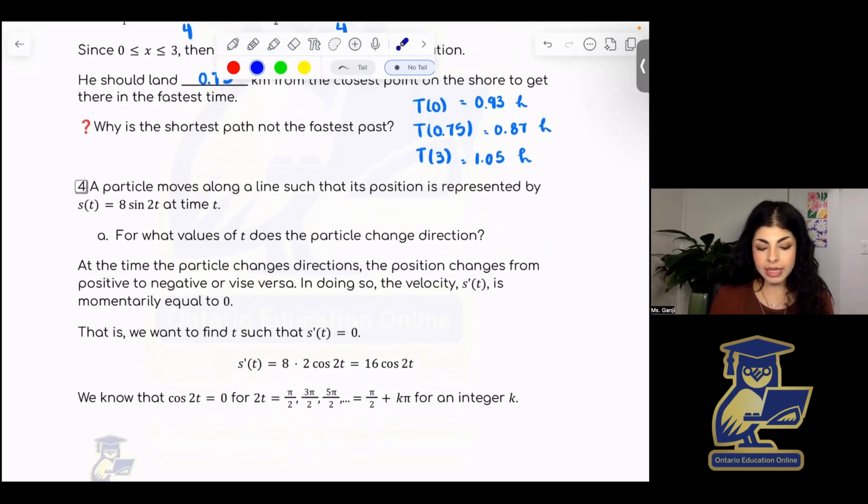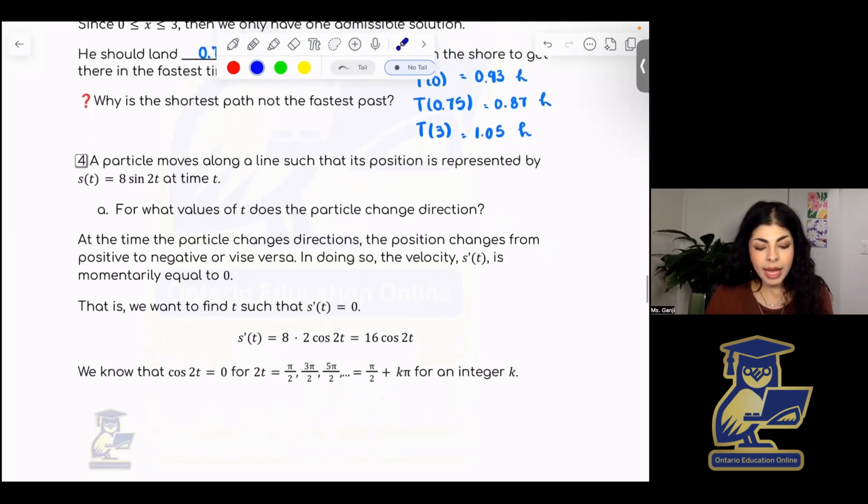And for our final example today, I wanted to show you a trigonometric function here as well. So a particle moves along a line such that its position is represented by s of t is equal to 8 sine 2t at time t. I didn't really give you a unit here for time because we are also considering just a particle. I just wanted to show you what it would look like with trigonometric functions.